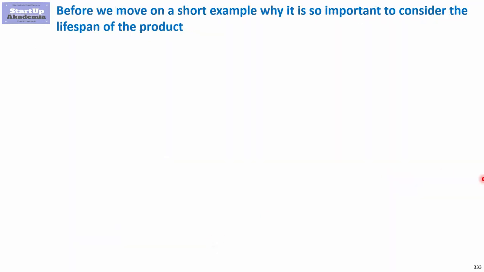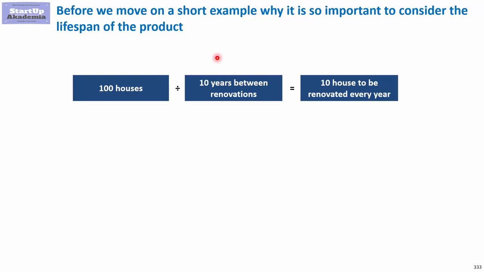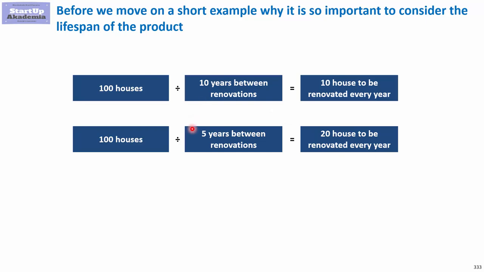Before we move on to more detailed information on how you can do it and the case study in Excel, just a short example of why shortening the lifespan makes so much sense. Imagine that you have 100 houses that are being renovated every 10 years. This means that every year, on average, you would be renovating 10 houses. But if you manage to shorten the period between the renovations, so instead of 10 years, you convince the customers to renovate every 5 years, it means that you have managed to double the market. So instead of renovating 10 houses every year, you are renovating 20 houses every year. And that's why it is so important.